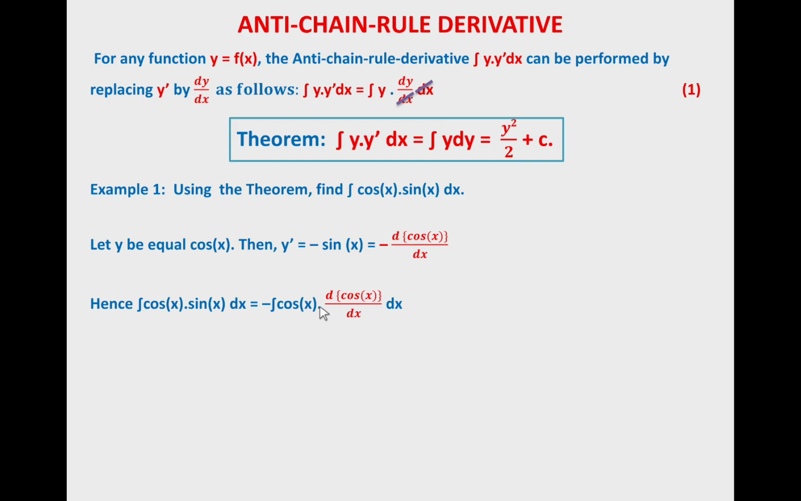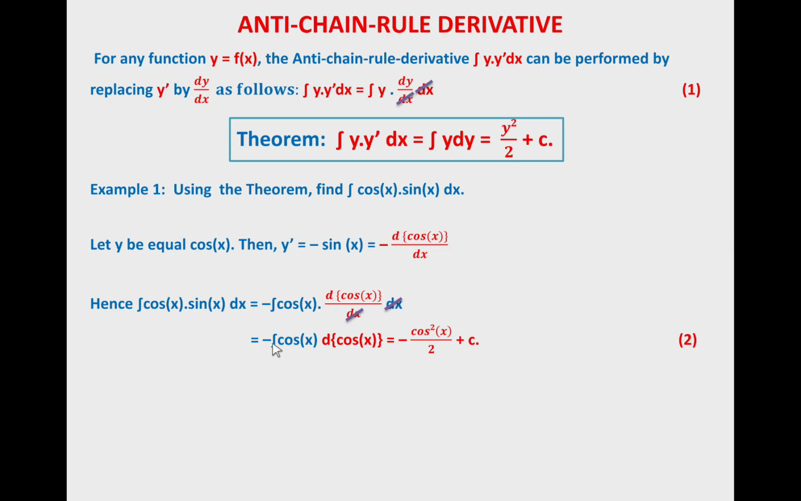Let me just repeat it. We said we need this negative outside here because if we did the derivative of cosine x, it's going to produce negative sine x. And we need the negative outside to make sure that we have the integration of cosine x multiplied by sine x. Having said so, let's go ahead and proceed. So we have dx in the numerator and denominator. We could just cancel the dx's.